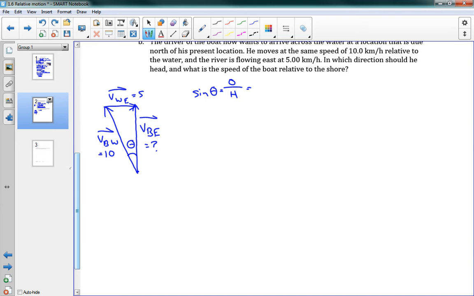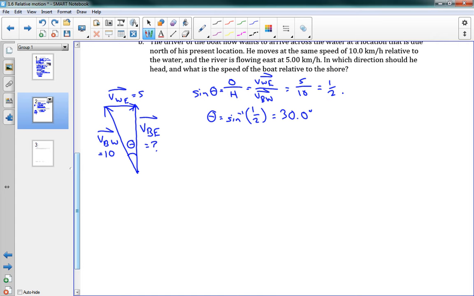So we have the velocity of water relative to Earth as our opposite. Velocity of the boat relative to the water is our hypotenuse. And I have my values here. This is 5 over 10, or 1/2. So that means that theta is the sine inverse of 1/2, which is 30 degrees. Okay, so that gives us our angle.